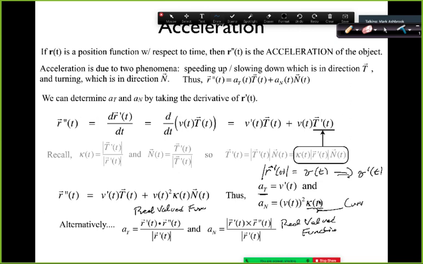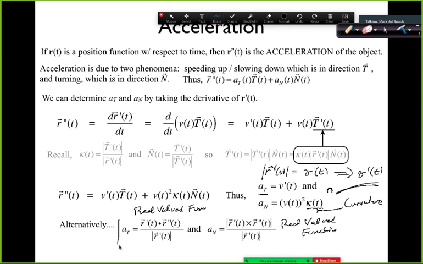Curvature is like at any value of t, it's like how tightly the curve is. So that's a high curvature. This is low curvature. So when you have high curvature and high speed, your normal acceleration is high. When you have low curvature and low speed, your turning acceleration is low.